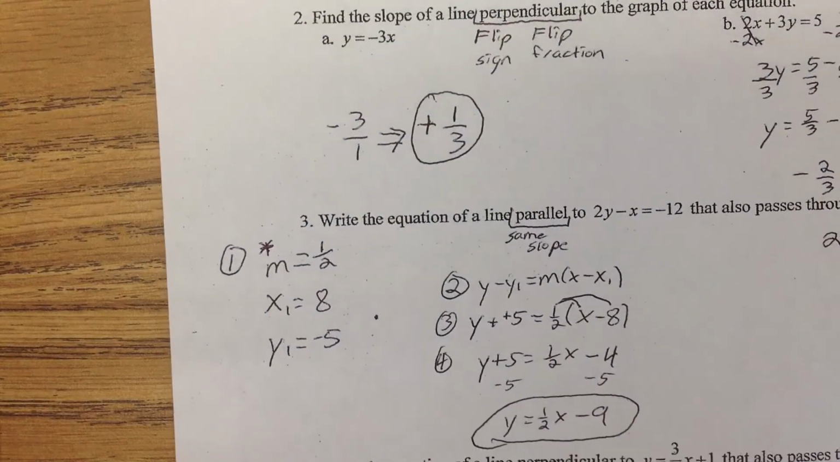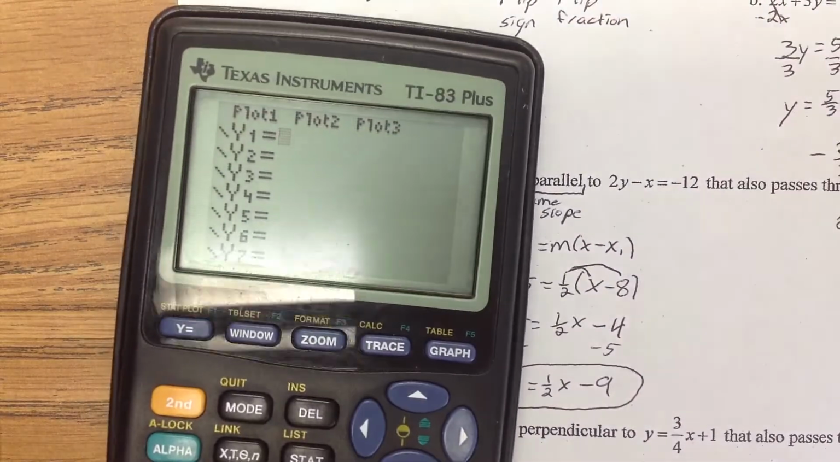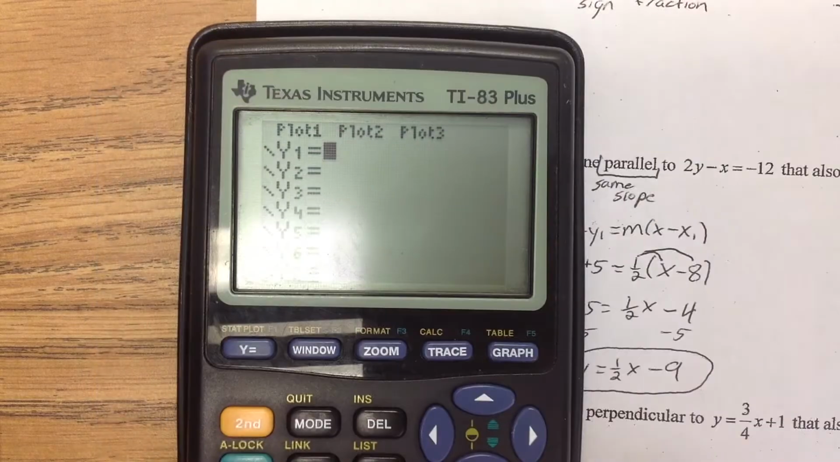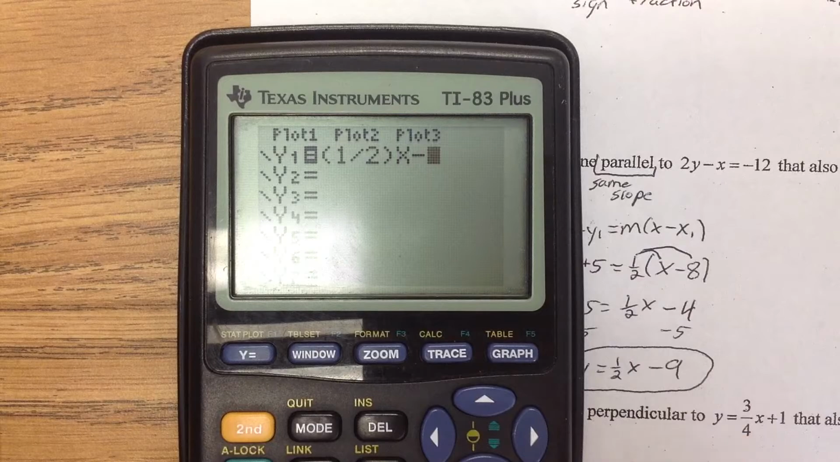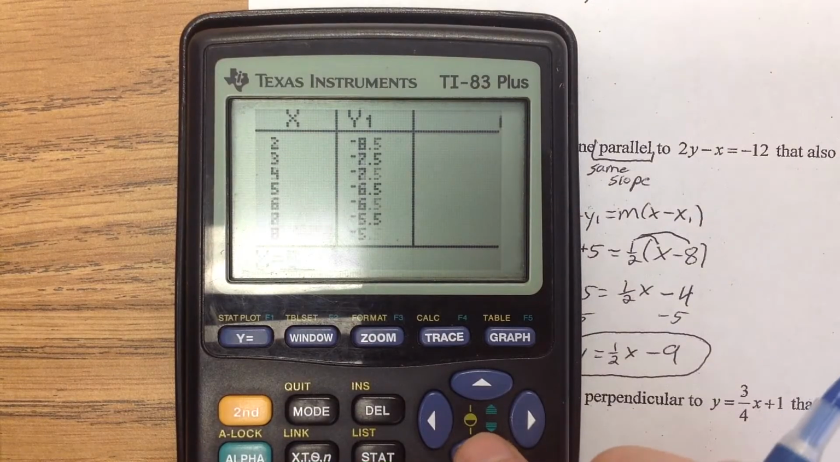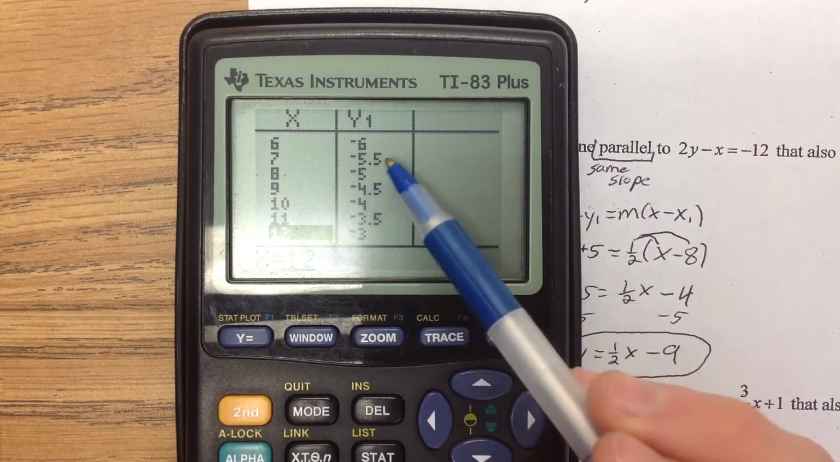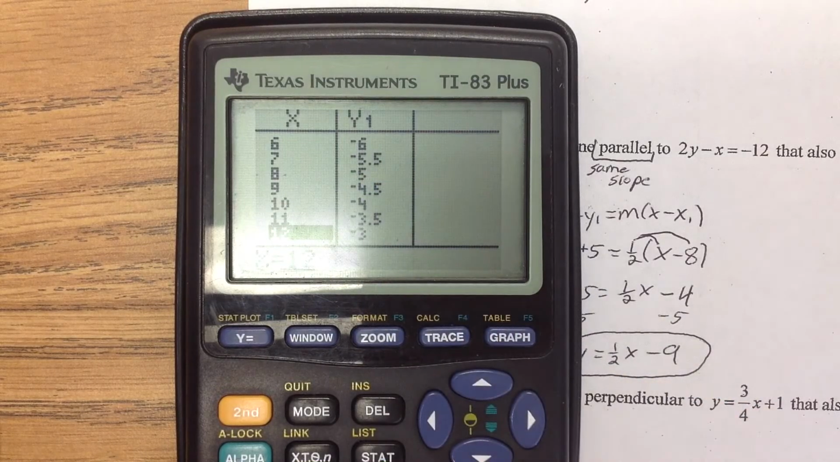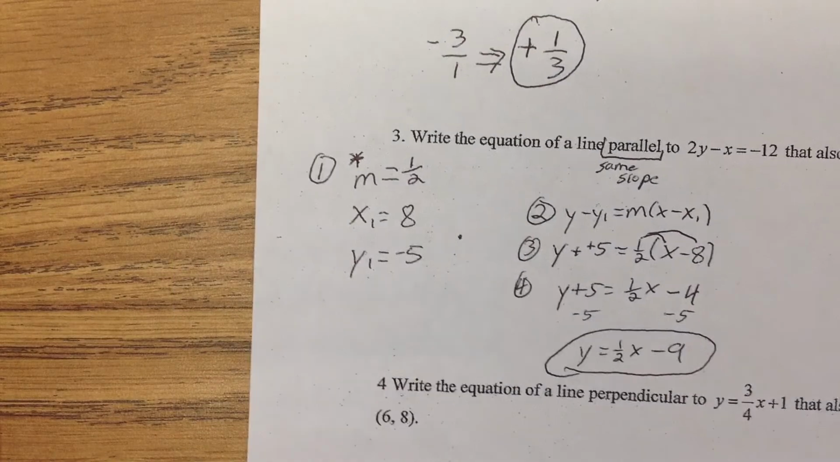Okay. And again, like we said, it's really easy to check these problems. So you can always take out your calculator, go to your y equals menu, and then if we type in 1/2 x minus 9, and then go to our table, hopefully we're going to find that point 8, negative 5 that was supposed to be part of our line. And yep, there it is, 8, negative 5. So that gives us the confidence that we got this one right. Okay. Let's move on to number 4.